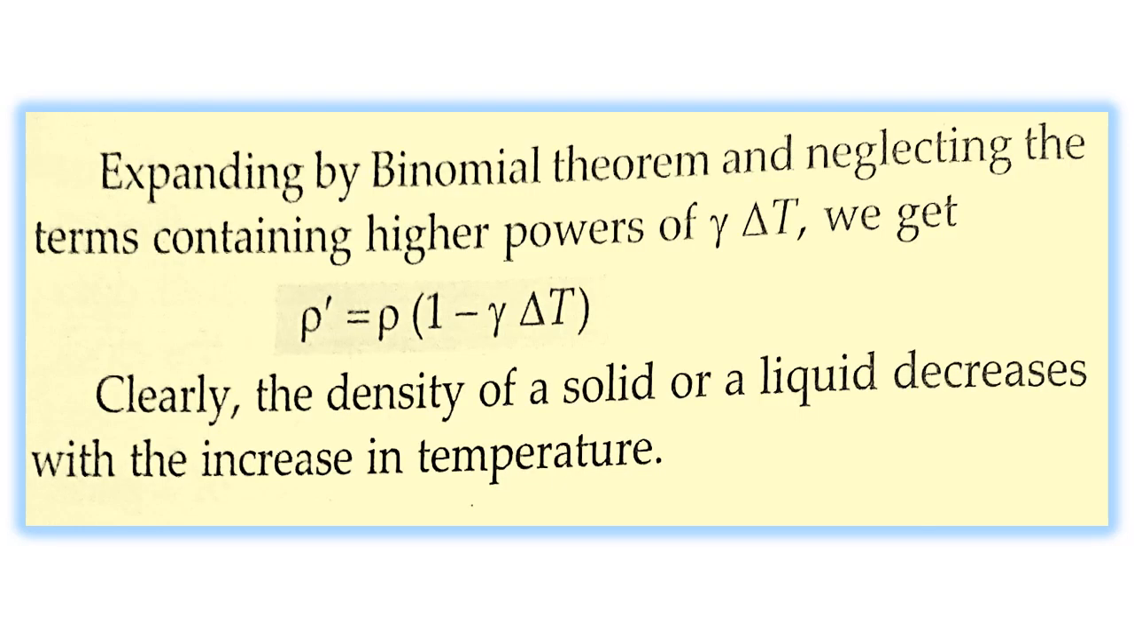Now expand it using the binomial theorem, then you will get rho dash equals rho into 1 minus gamma delta T. Here I have neglected the higher power terms of gamma delta T because the quantity will be very small. So the density of a solid or liquid decreases with the increase in temperature.